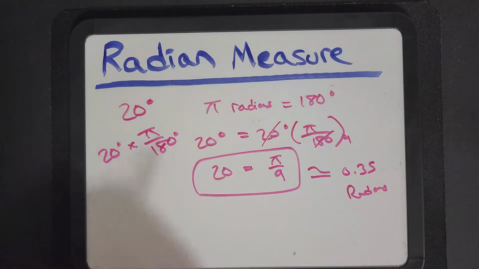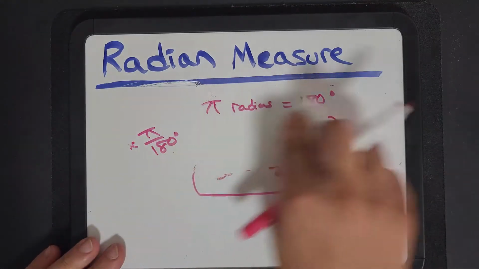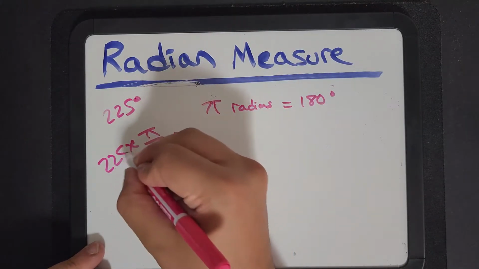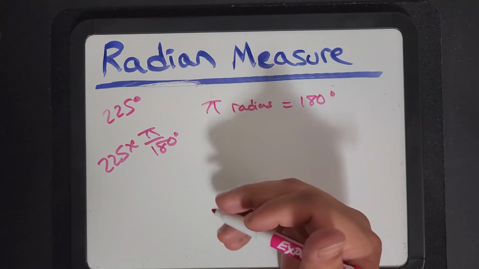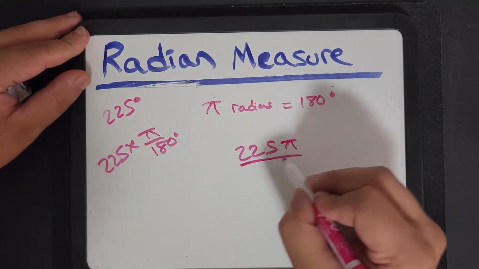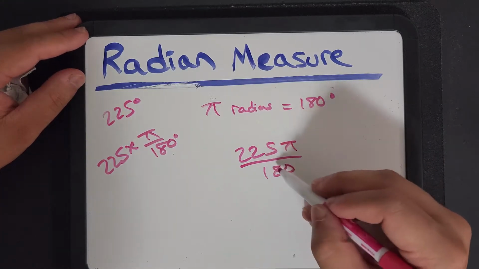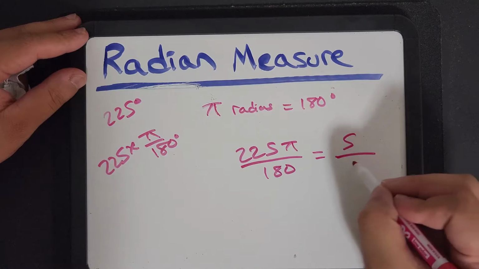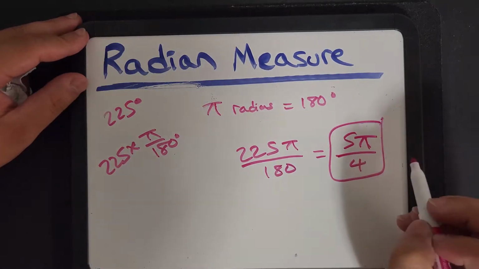And that gives us what it is in rads. So let's do the exact same thing with 225 degrees. So 225 times pi over 180. You actually get 225 pi over 180. And if you simplify this, because these are both multiples of 45 degrees, that should give you 5 pi over 4. Sorry, 5 pi over 4. My mistake.